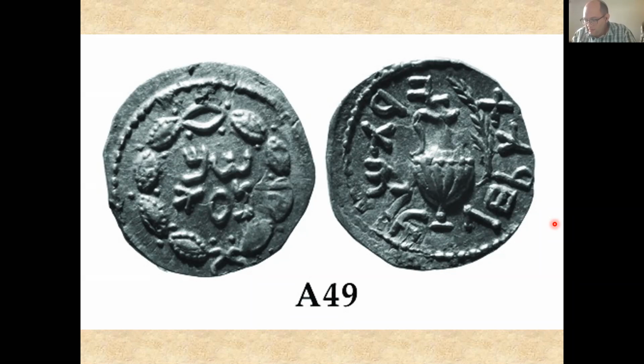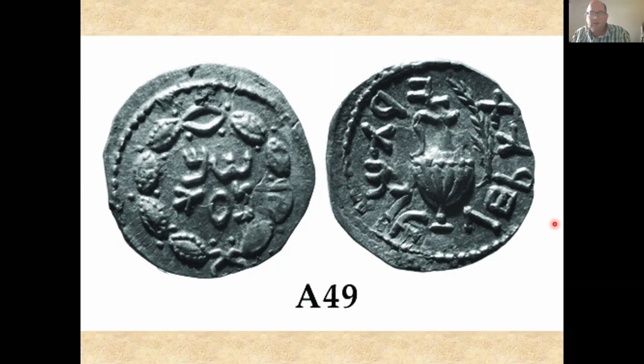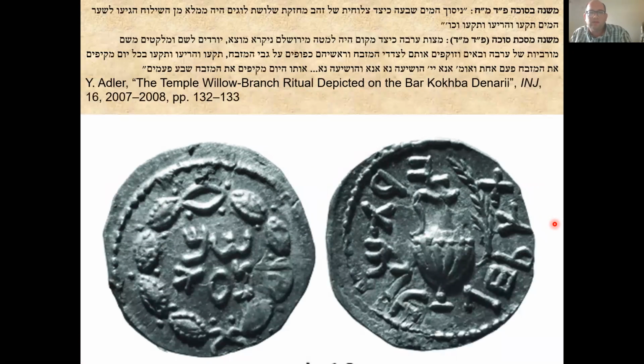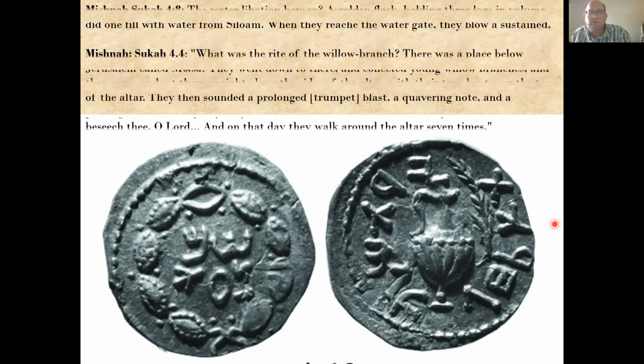Many scholars identify the jug as the golden flagon, the tzlochit hazahav, used in the water libation ceremony that took place in the temple, once again during the Festival of Sukot. In this ceremony, water was drawn from the pool of Siloam in a golden flagon and was subsequently poured by a priest onto the altar in the inner court of the temple. The Mishnah vividly describes the water libation ceremony as a public festive event. Let's bring some of those sources. Here we have them in Hebrew, but we'll bring them in English.